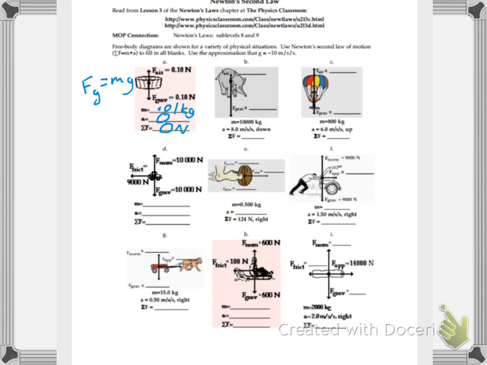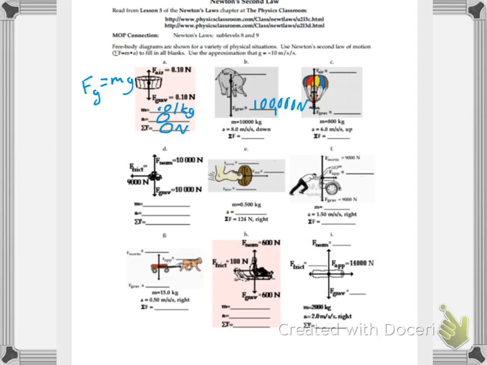Number 2, for some reason an elephant is falling through the air. The elephant has a mass of 10,000 kilograms. So we take 10,000 kilograms, multiply it by the force due to gravity, which is 10 newtons per kilogram. We will get a force due to gravity of 100,000 newtons. So now we know our force due to gravity. We know that our acceleration is 8 meters per second down.